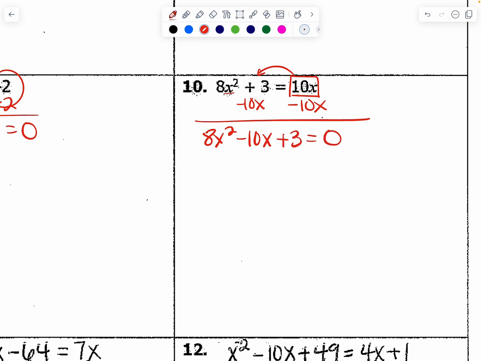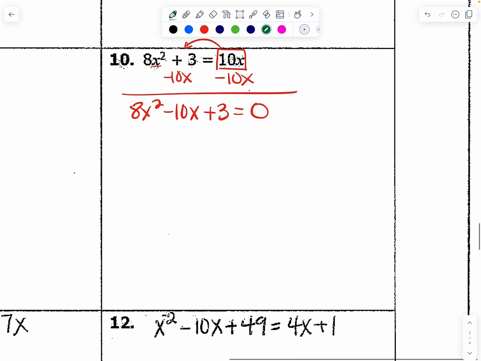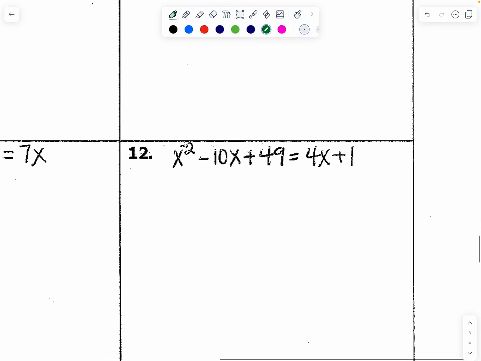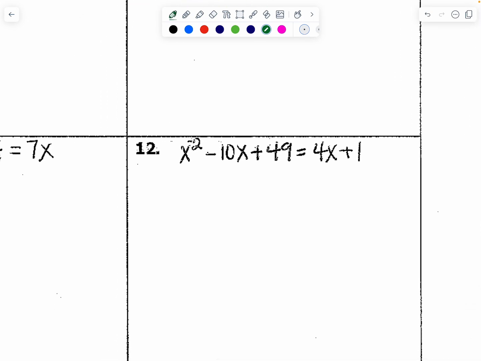Be careful. Try not to write this out of order, because if you were to write this out of order, it would look like this and your AC method would not work. It has to be in standard form in order for your AC method to work, so don't write it like that.